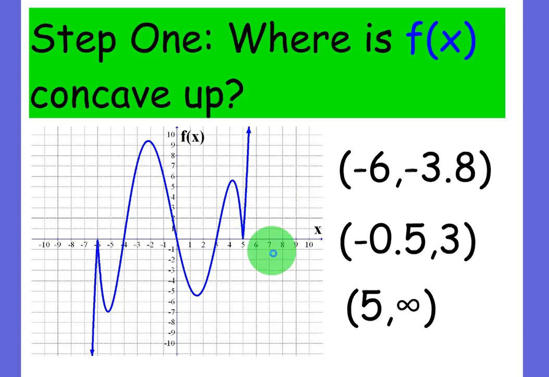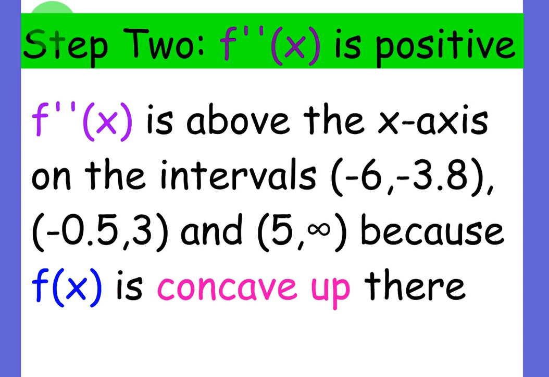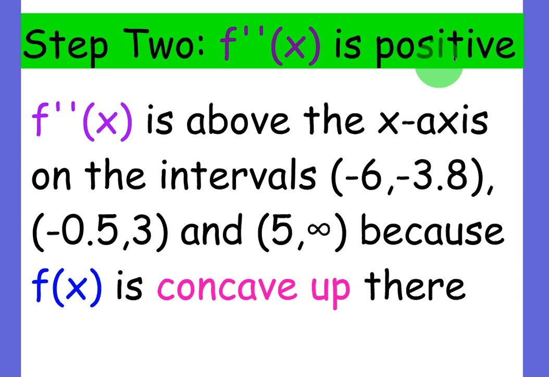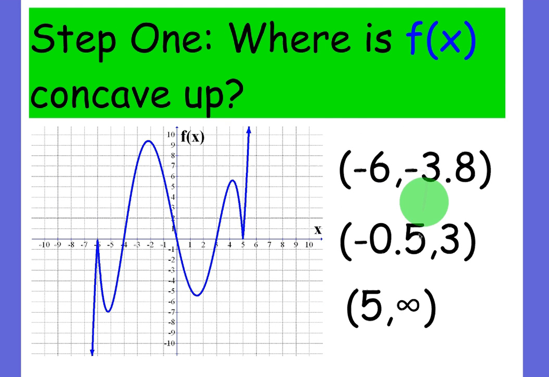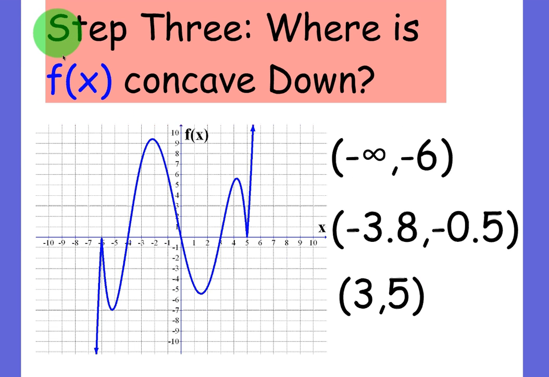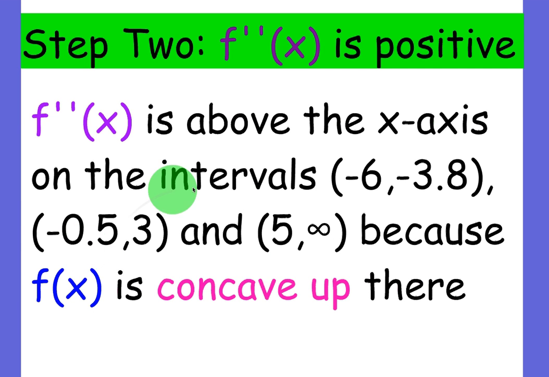Well, think about this. The derivative, f prime, is going to be increasing, right? If the derivative is increasing, that means its slopes are positive. Since its slopes are positive, f double prime is going to be positive. So whenever f of x is concave up, f double prime will be positive. It will be positive on these intervals we just determined for concavity. Now remember what positive means. On all of these intervals right here, f double prime of x will be above the x-axis.